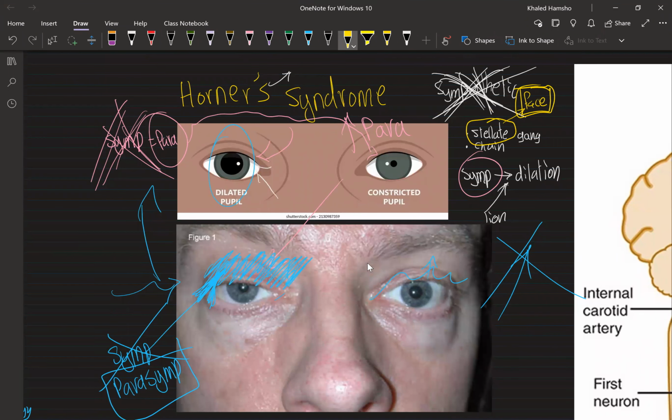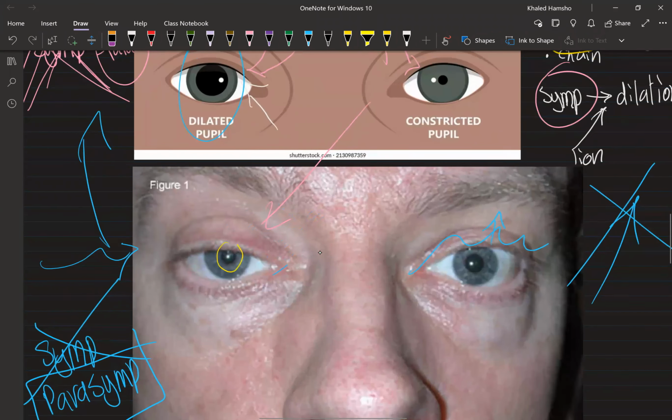Can both happen on one eye? What do you mean both? Can Horner syndrome happen on both eyes, like eyelids and pupil? Yeah, it happens only on one eye. This is compound. So if you notice over here, take a look. Look at this pupil and look at this pupil. Which one is larger?